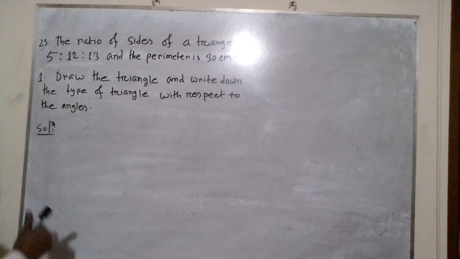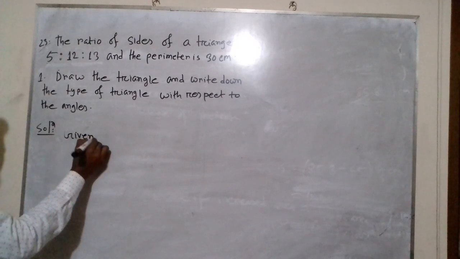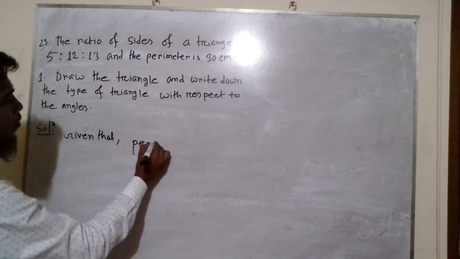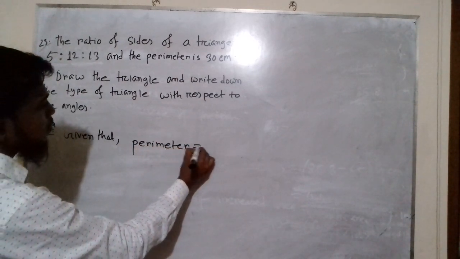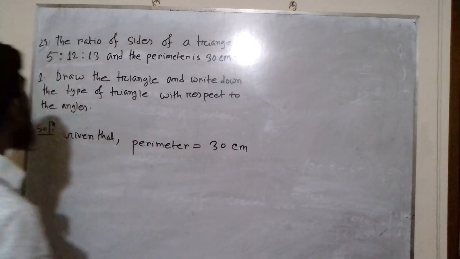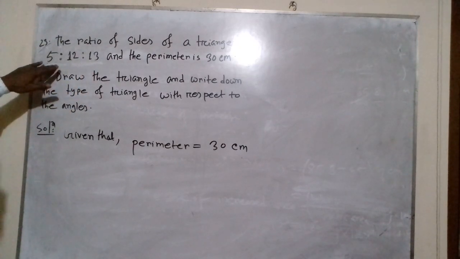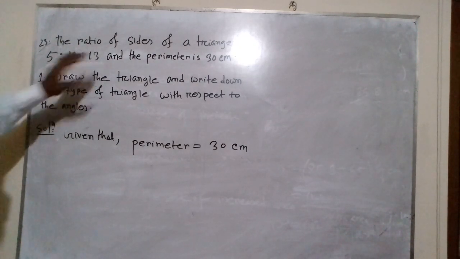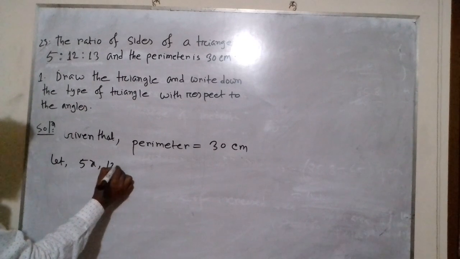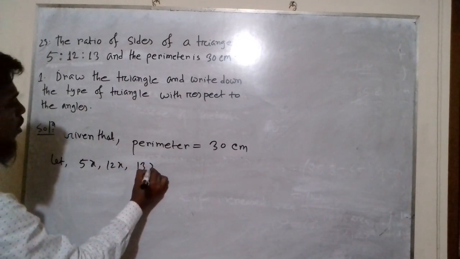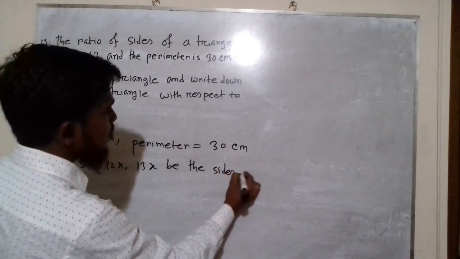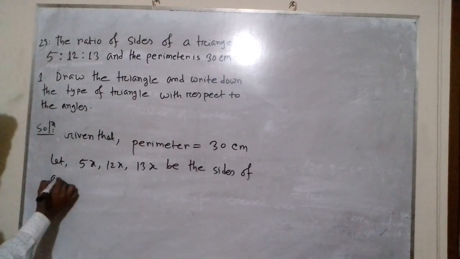Given that the perimeter is equal to 30 centimeter and the ratio of the three sides of this triangle is 5:12:13. So let 5x, 12x, 13x be the sides of the triangle.